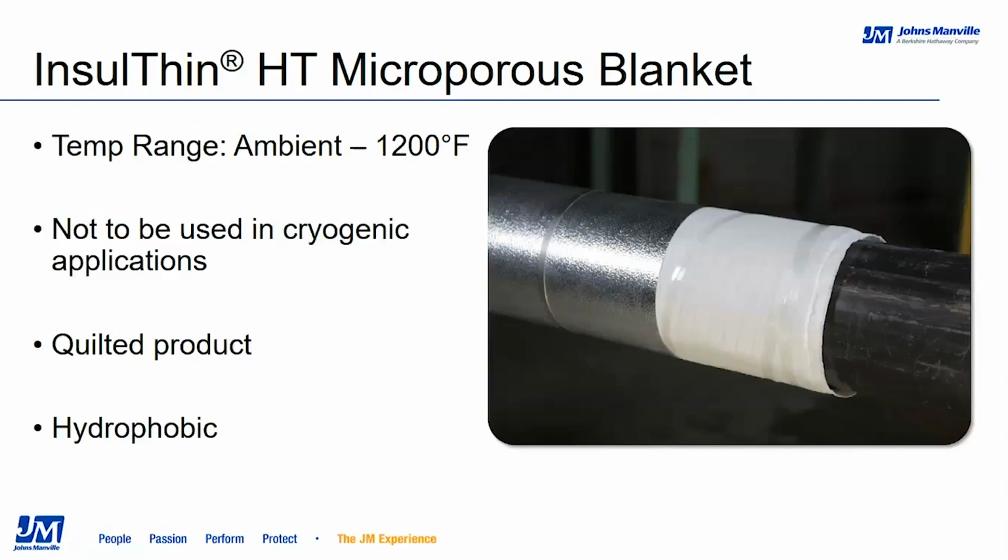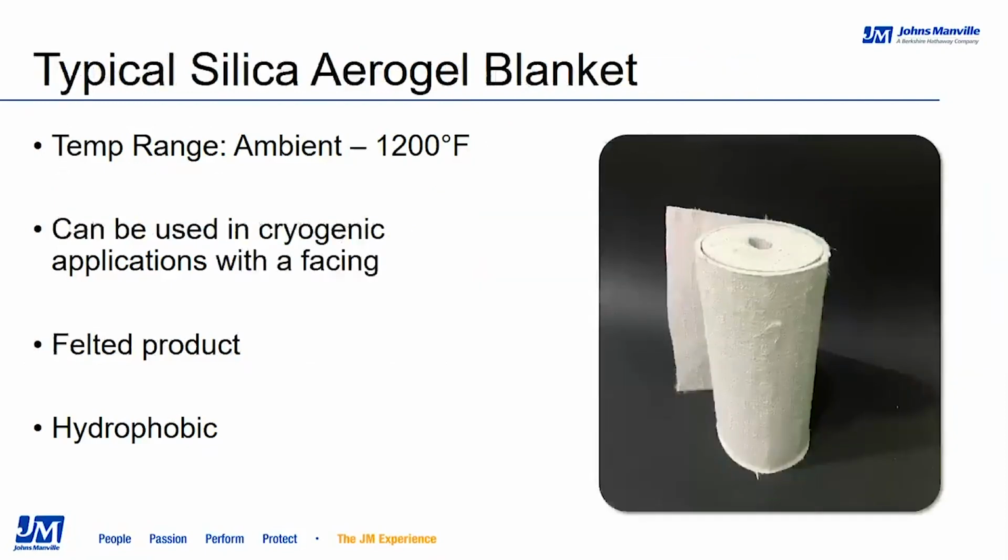So let's move on to the other common thin blanket insulation material, commonly known as aerogel blanket. Like InsulThin, the common temperature range where aerogel blankets are utilized is ambient to 1200 degrees Fahrenheit. However, there are certain aerogel product offerings which can be used in cryogenic applications when the material is manufactured with specialty facings. Aerogel blankets are more of a felt-like material.